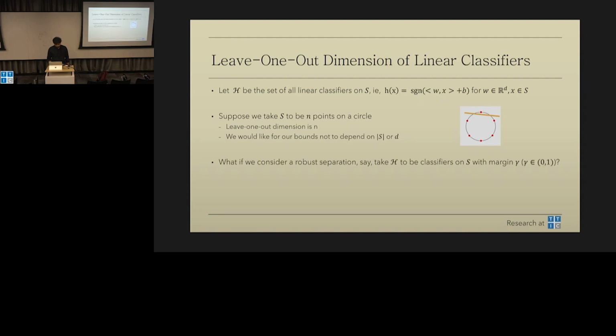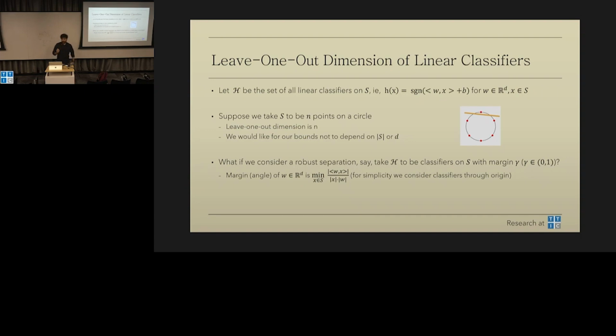So what if we consider a more robust notion of separation? That is, script H consists of classifiers which have some margin. So they don't only separate points, they separate them with some margin. Then can the leave one out dimension still grow unbounded? That's the question. So we'll work with a notion of angle margin.